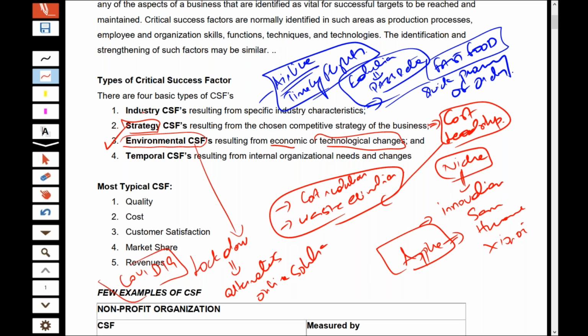Then you've got a temporal critical success factor. And what exactly do you mean by the temporal critical success factor? It actually depends upon the needs and the organizational changes that are presently taking place. So in those circumstances, in those situations, the things that you must excel at are going to be considered as temporal critical success factors.